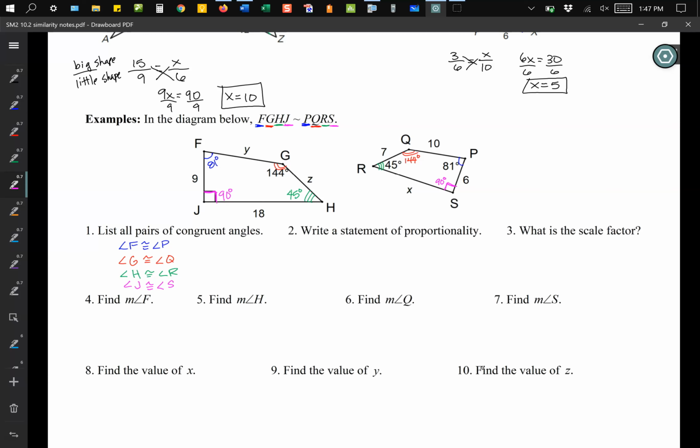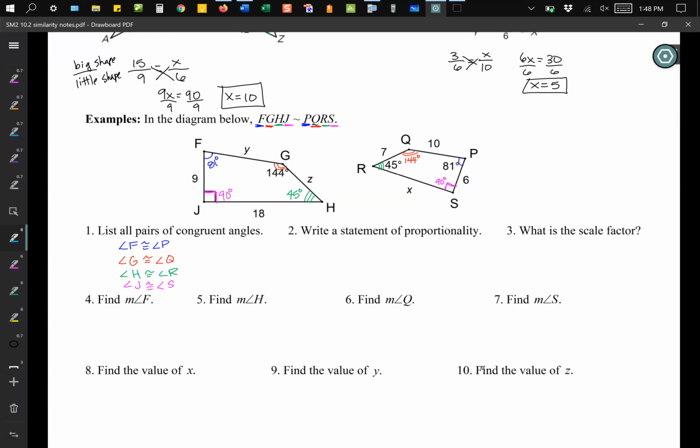Now, a statement of proportionality is about how long the sides are. And it's saying all of these side lengths are in the same ratio to all of these side lengths. If I divide this side by its matching side, I get the same thing as this side divided by its matching side, which is the same as this side divided by its matching side. So I need to figure out which ones are the matching sides. So I look at which angles they're between.